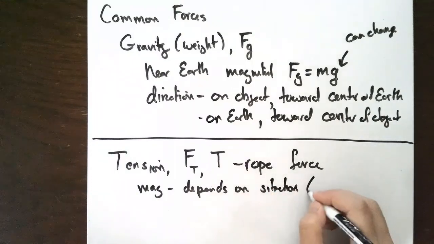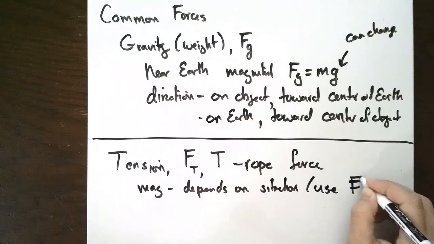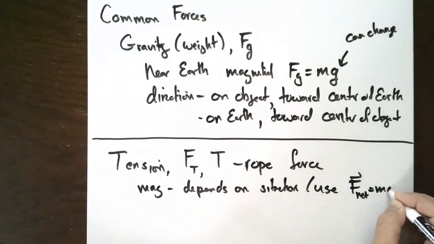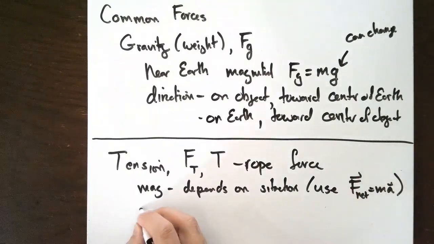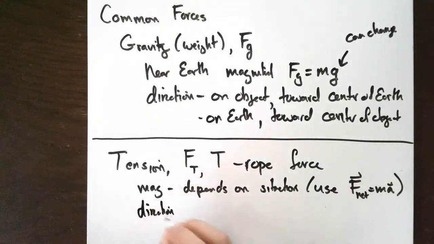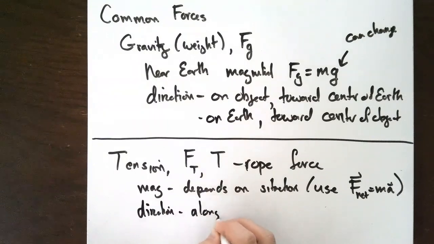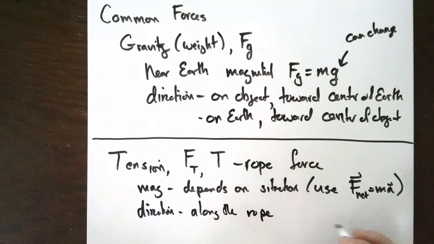So it will change, and you would probably want to use Newton's second law, the net force equals the mass times the acceleration, to figure out what tension's got to be. So looking at the acceleration of the object, looking at the other forces, including tension, that are on the object, and making sure that this equation holds. But the direction is along the rope. And one thing to remember is it always has to be a pull. Ropes don't generally push things unless you have a particularly stiff rope, in which case it's probably not actually a tension force you're dealing with.